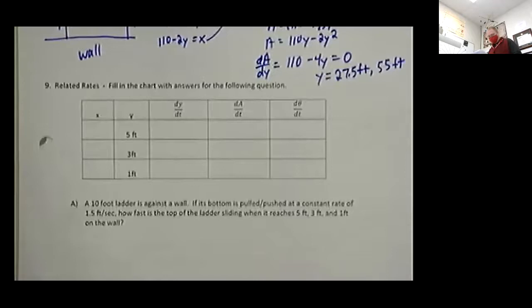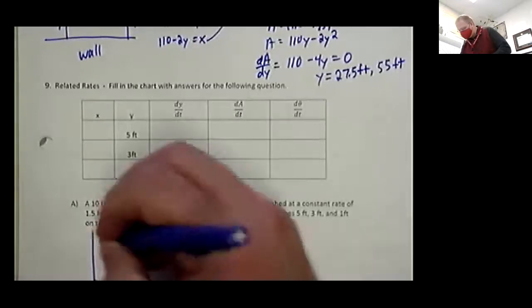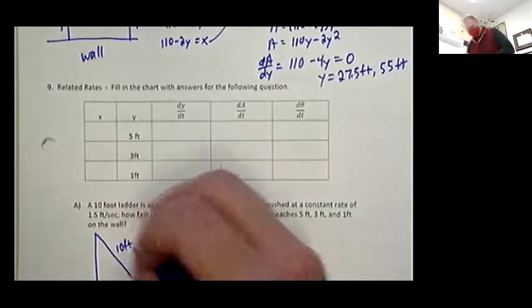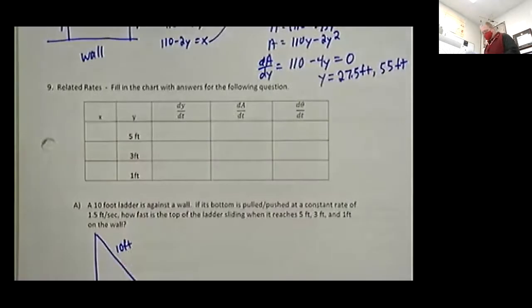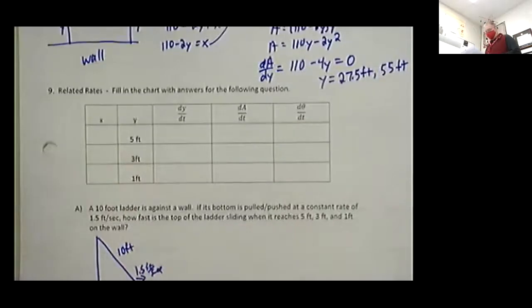Alrighty, so we're gonna actually look at A first. A 10-foot ladder is against a wall. So here is our 10-foot ladder. If the bottom is pushed at a constant rate of 1.5 feet per second. So it can't go in, it's gotta be going out. So it's going out at 1.5 feet per second. How fast is the top of the ladder sliding when it reaches 5 foot, 3 foot, and 1 foot on the wall?